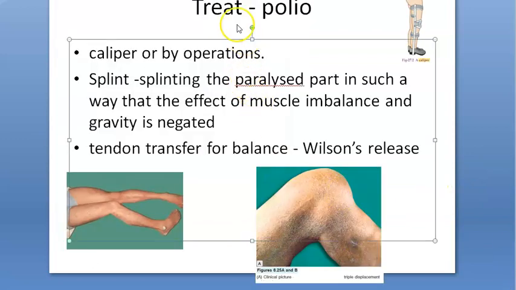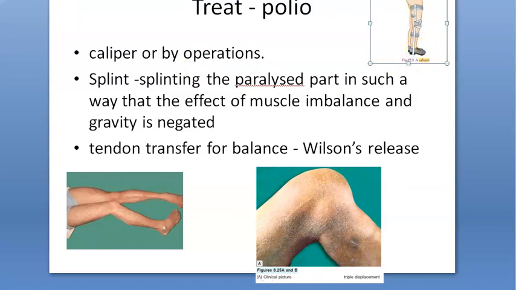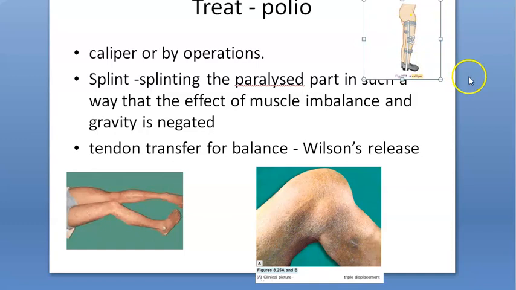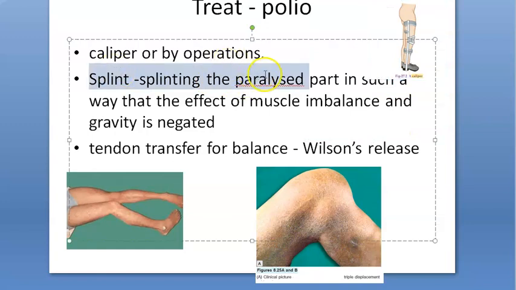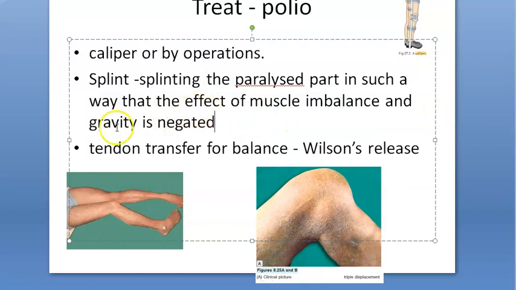Then lastly, if this triple deformity was caused by polio, is there any treatment for polio? Basically for polio you have to talk about prevention, okay? All the oral polio, injectable, fractional IPV, all that you have to talk about. These are calipers, okay? Then you can do splinting of the paralyzed part in such a way that you can get back the balance. Tendon transfer also for balance, okay? So just three things they have told here: caliper, splint, tendon transfer. They are talking about a specific technique called Wilson's release, that is tendon transfer, okay?